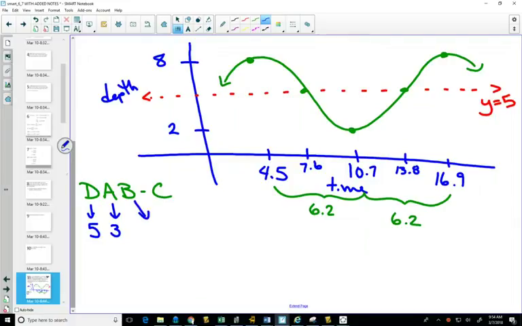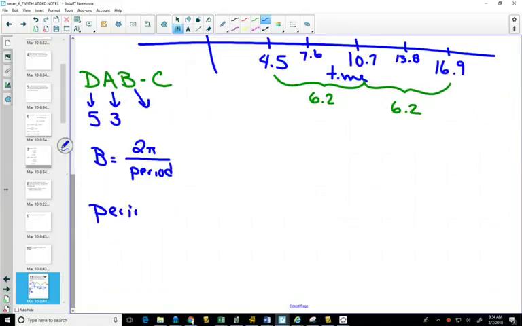Your b value is based on your period. Remember that your b value is 2 pi over our period, and in this situation, our period, well, if it's 6.2 from the maximum to the minimum and another 6.2 from the minimum back to the maximum, from one maximum to the other maximum will be 12.4. So our b value will be 2 pi divided by 12.4. Excellent.